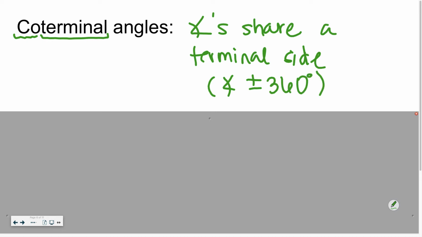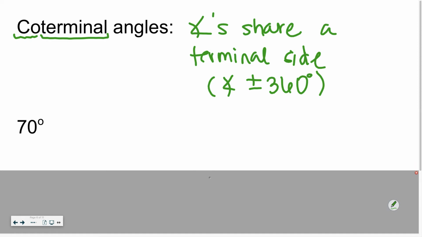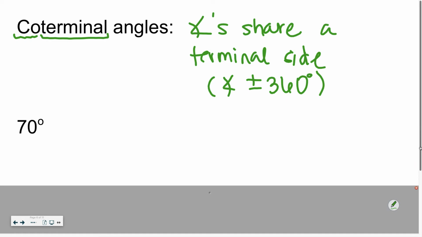Are you okay with my shorthand for angle? Like we've seen that before, right? So if we have an angle that shares a terminal side, like Kaden described, we can either go around the circle 360 degrees forwards or backwards, which is why he said minus. So let's think about an angle of 70 degrees.